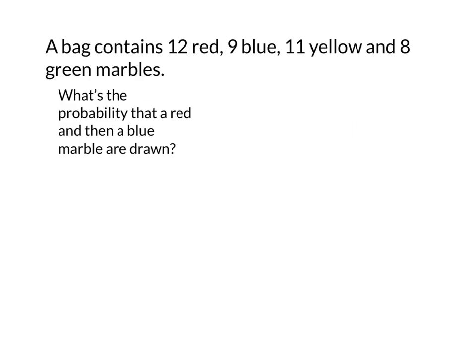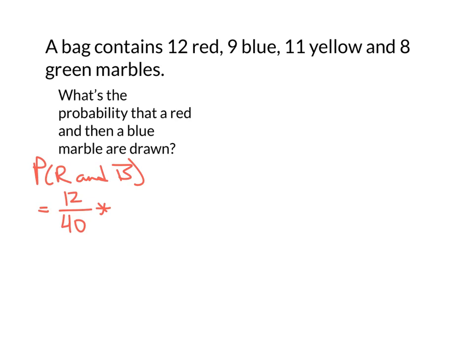A common type of problem that refers to this is a marble problem. Here we have a bag containing 12 red, 9 blue, 11 yellow, and 8 green marbles. We want to find the probability that a red and then a blue marble are drawn. So we want to find the probability of red and then blue. Because we see that and, we're going to want to multiply. Finding our probability of the red, there are 12 reds. And we're going to have to add up how many marbles there are in total. So when we add 12 plus 9 and 11 and 8, we'll get 40.